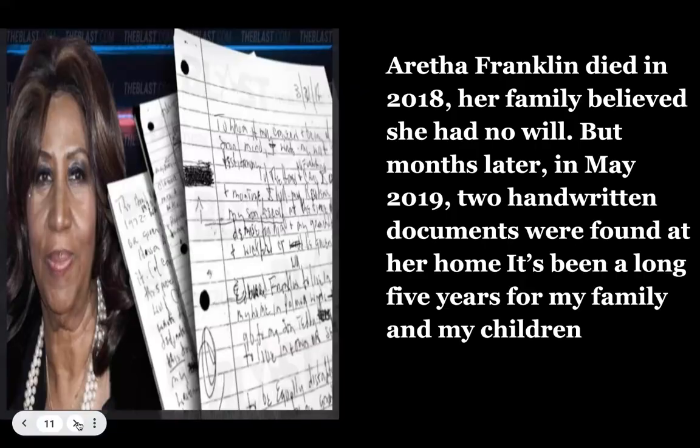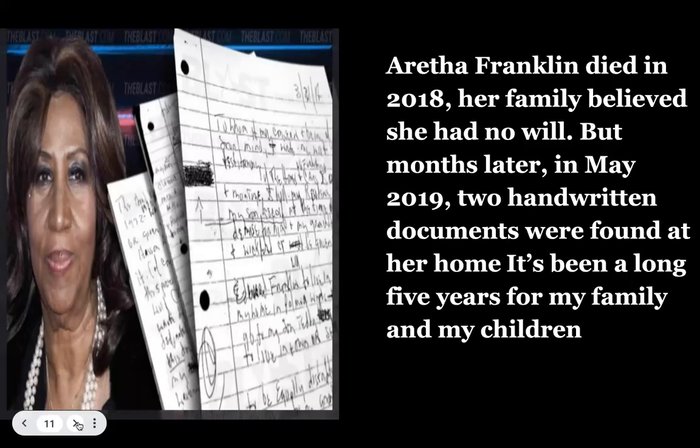It's not about the physical assets. We're talking about intangible and tangible assets, right? So Aretha Franklin died in 2018. Her family believes she had no will, but months later, in May 2019, two handwritten documents were found at her home. It's been a long five years for her family and her children.